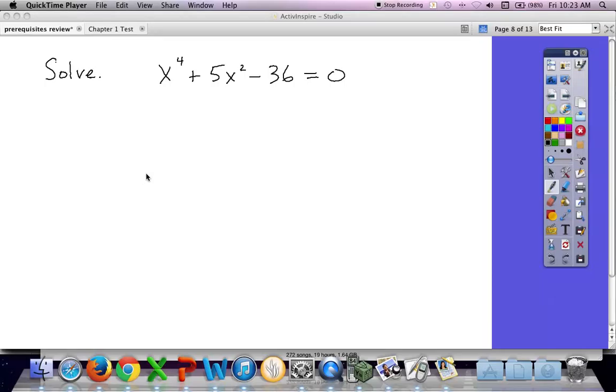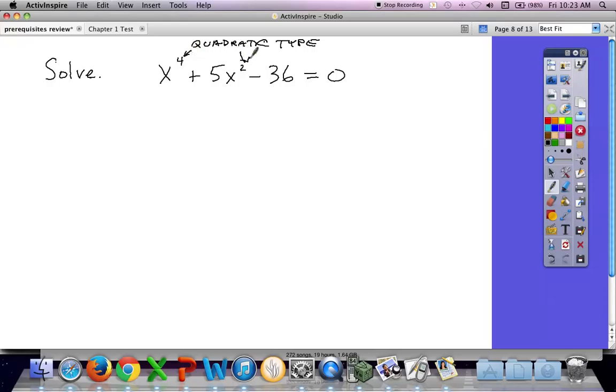Right? This problem is not a quadratic, but it's called quadratic type. Do you remember the pattern of a quadratic type? Remember, quadratic type has the fourth power, the second power, and a constant.